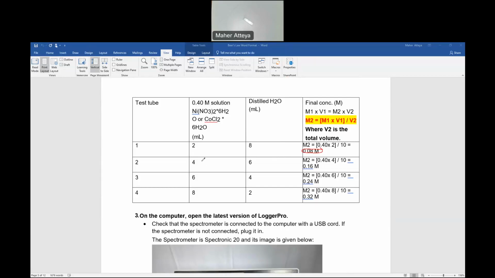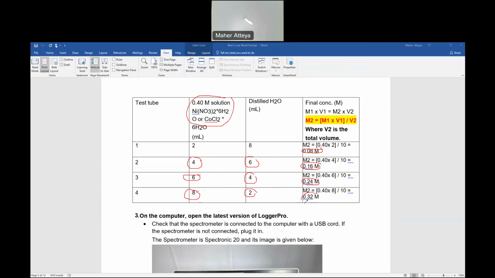So you take the second solution, 4 mL of your stock solution, correct? Then you add to it 6 mL of distilled H2O. Make your dilution calculation. This is the concentration of it, correct? And this is the third. From the stock solution, you add distilled H2O to it. This is your third concentration. This is your stock solution volume. You add to it this.